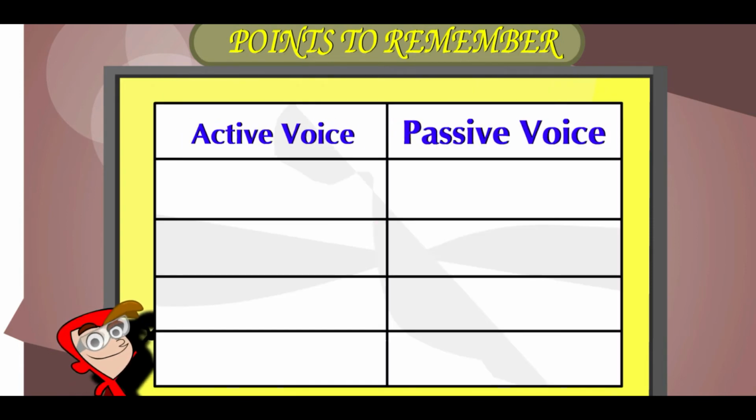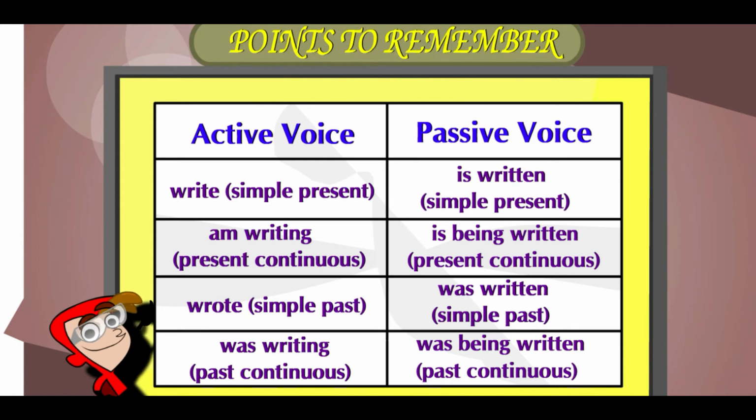Active voice, write, simple present. Passive voice, is written, simple present. Active voice, am writing, present continuous. Passive voice, is being written, present continuous. Active voice, wrote, simple past. Passive voice, was written, simple past. Active voice, was writing, past continuous. Passive voice, was being written, past continuous.